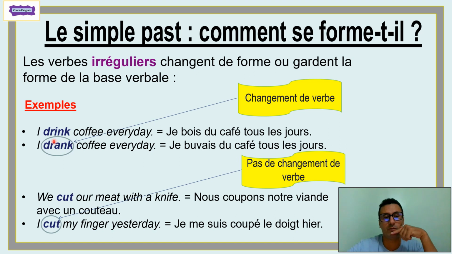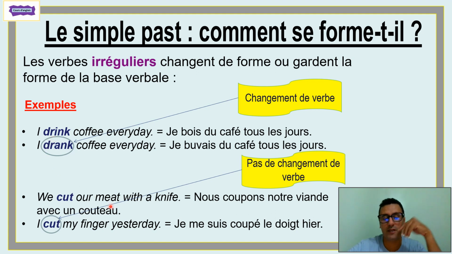Donc le verbe ici, to drink, il est conjugué au présent, tout simplement. Si on veut conjuguer ce verbe to drink au passé, simple past, ça va nous donner drank avec A. Alors, on va dire I drank coffee every day. Je buvais du café tous les jours. Alors, qu'est-ce qu'on remarque? Changement de verbe. Le présent, to drink. I drink. Le passé, drank.